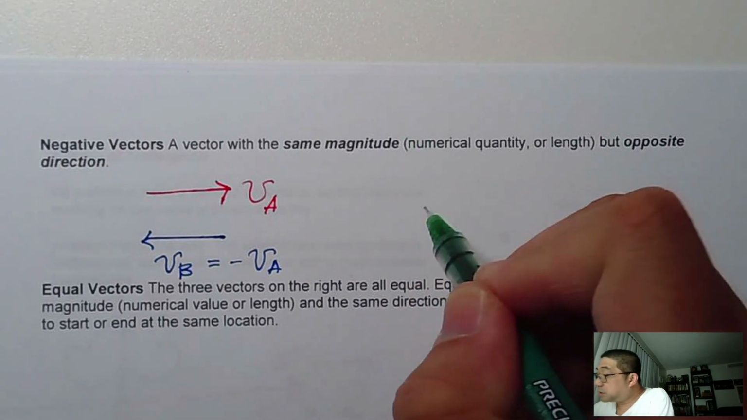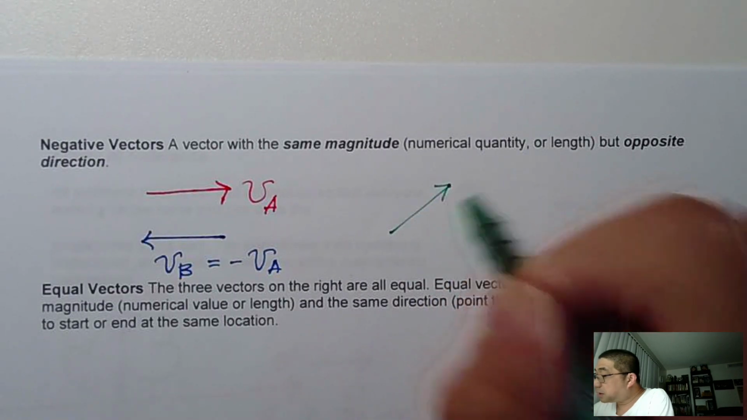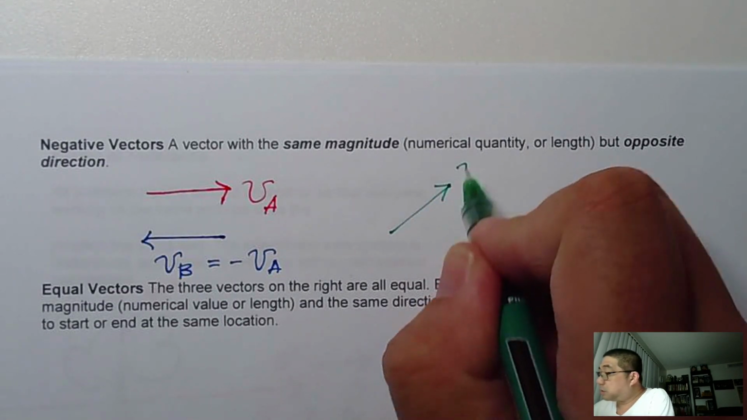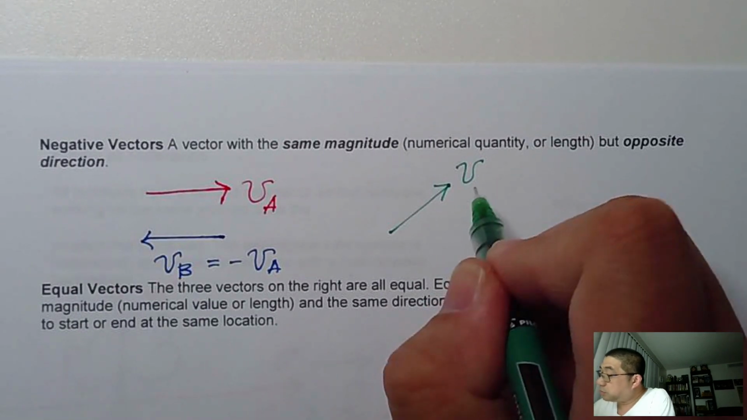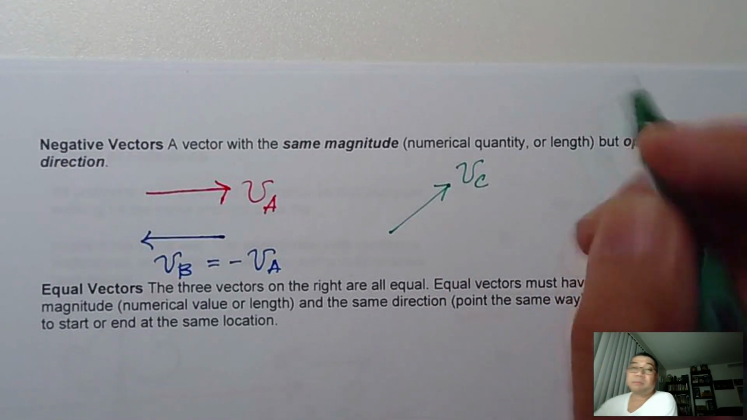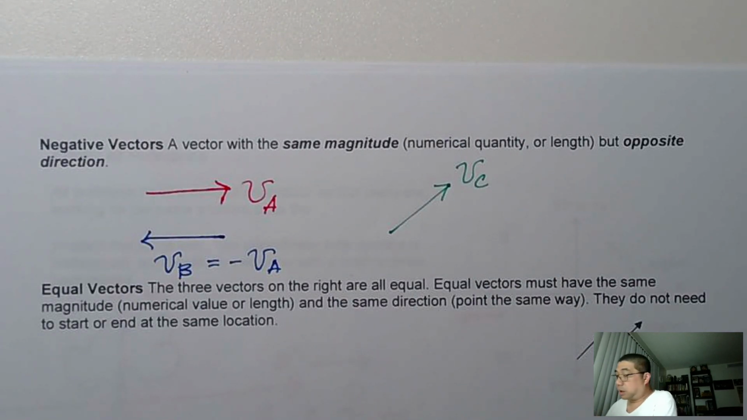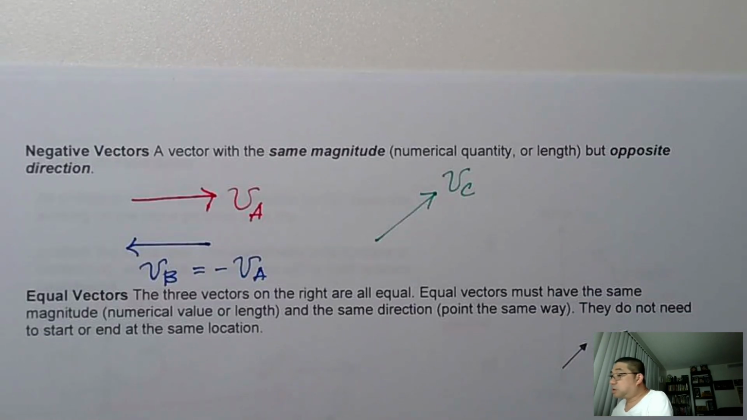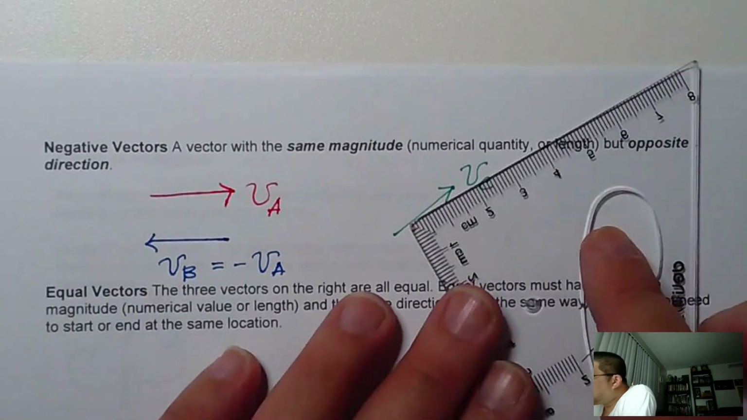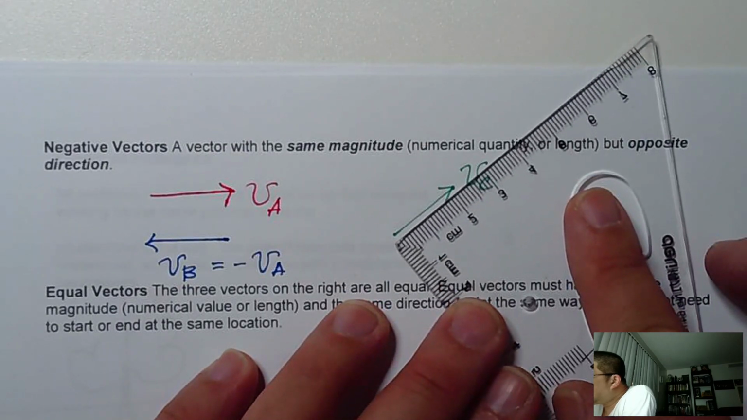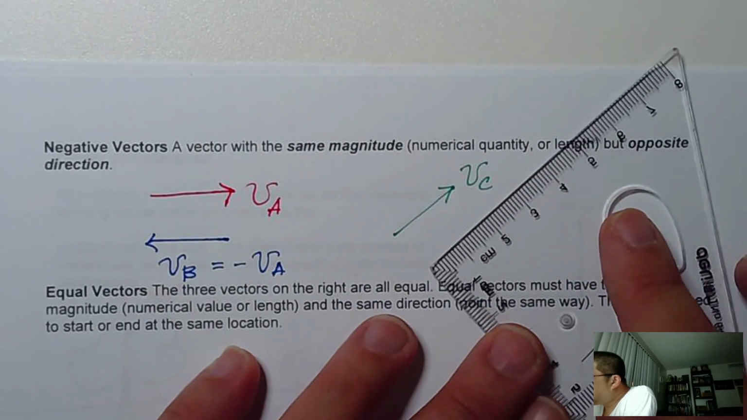How about if it's not along the x-axis? Let's say it's right here. So this is the original vector. Let's call this one vector C. How do you find the negative of vector C? Again, all we have to do is draw. This is approximately 2 also.